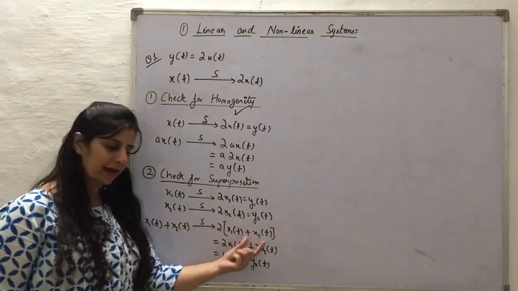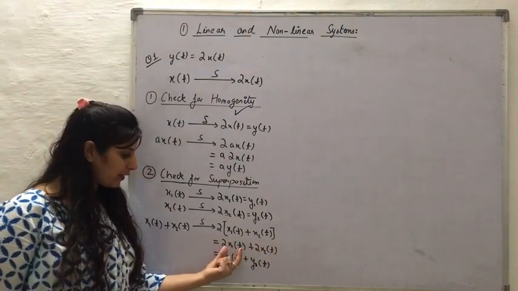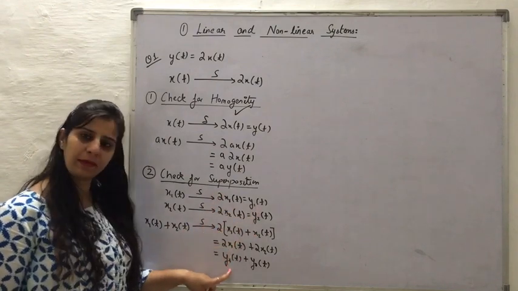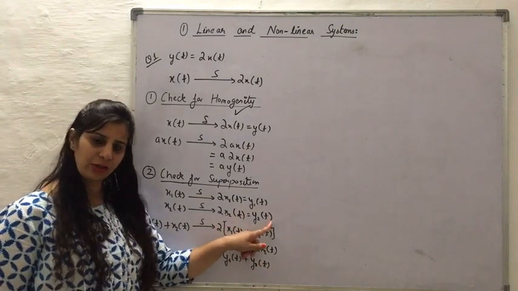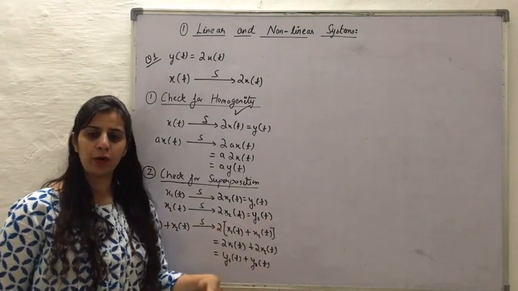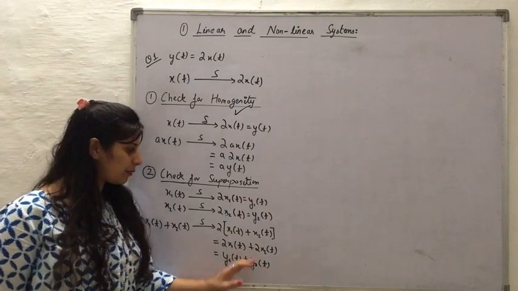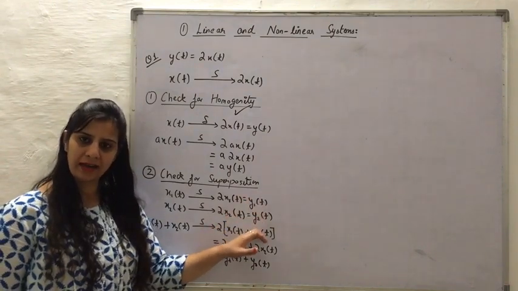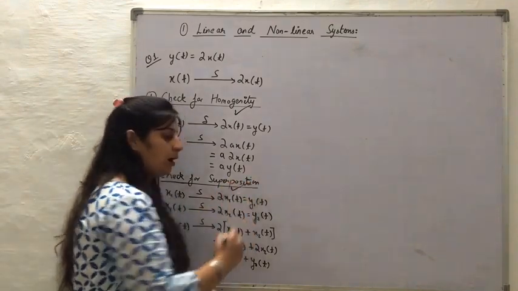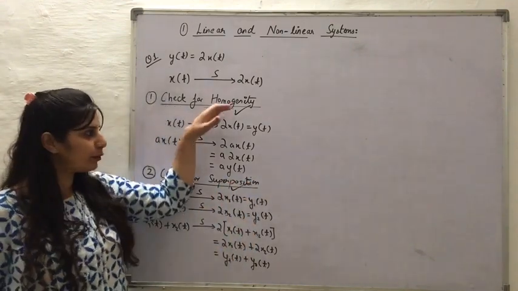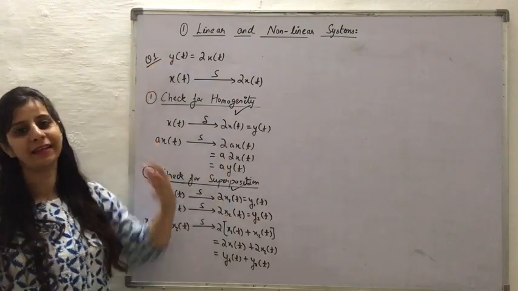When we open up this bracket, it becomes twice of x1(t) plus twice of x2(t). Now this twice of x1(t) is equal to y1(t), so I'm replacing it here with y1(t). This twice of x2(t) is equal to y2(t), so here I'm replacing it with y2(t). What we notice here is the output that I'm getting is actually the sum of the two individual outputs that we had. So this is then verifying the superposition principle also. Since it is verifying both homogeneity and superposition principle, therefore this system will be a linear system.